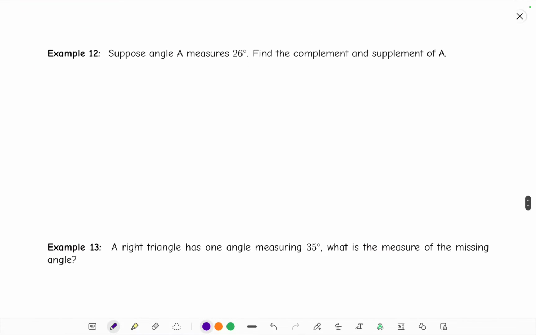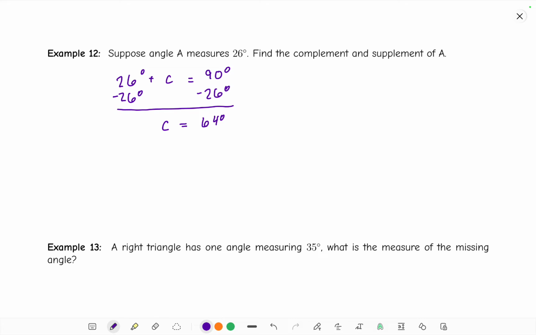Okay, so example 12. Suppose angle A measures 26 degrees. Find the complement and the supplement of A. Well, complement means it adds up to 90. So 26 degrees plus its complement has to equal 90. So in order to find the complement, we subtract 26 from both sides. So C is 64 degrees.